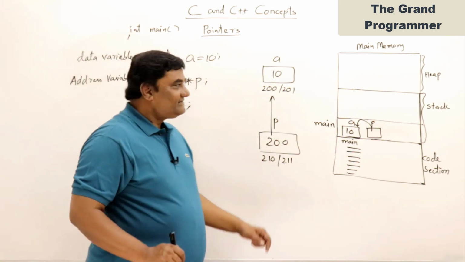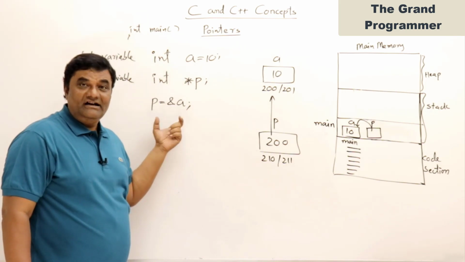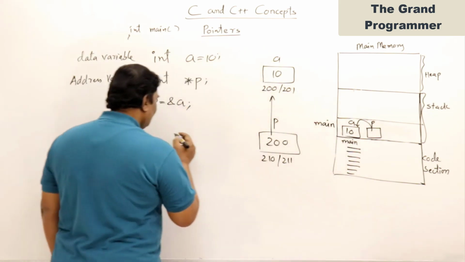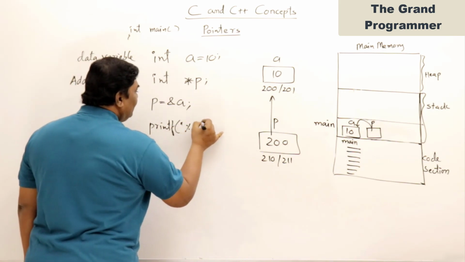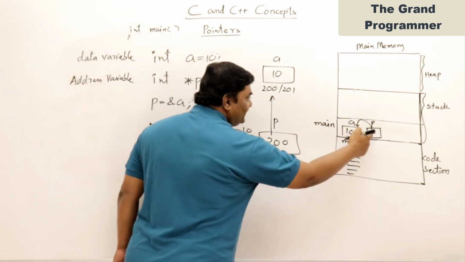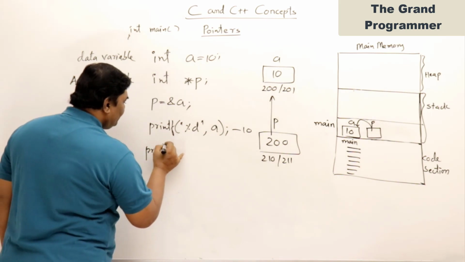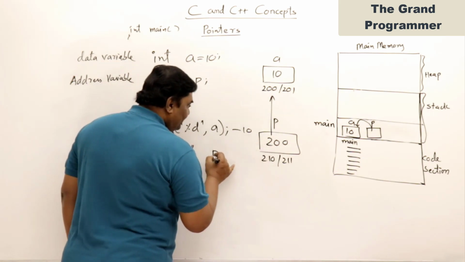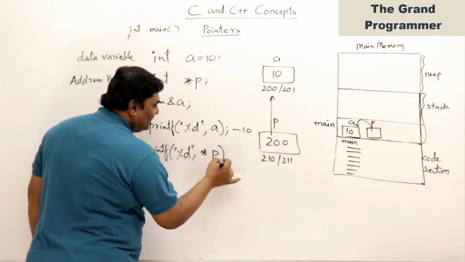Now focus on the syntax. This is a variable. This is a pointer variable. This is initialization: the address of a variable is given to p. Now I want to access this 10. So I can say printf %d a, and this will print value 10. Now I want to access the same thing using the pointer. So again I will say printf %d, and if I say p, it will give 200, but no, I want this data. So say star p.